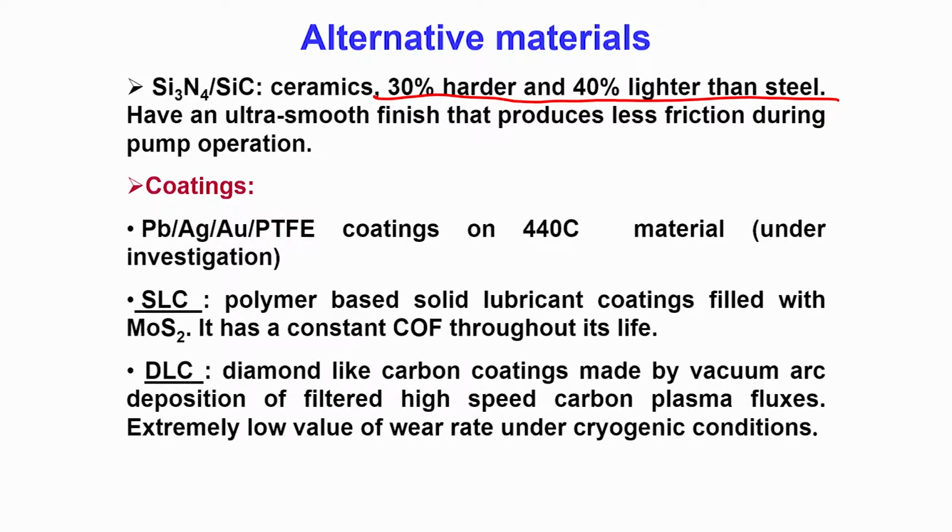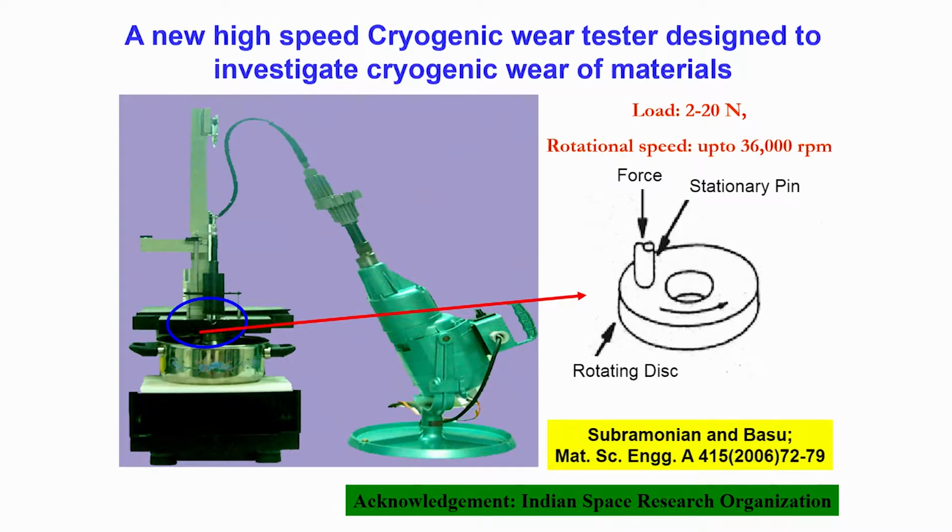So what are the different coatings like lead, silver, gold, PTFE coatings on 440C material, and SLC, so polymer based solid lubricant coatings. SLC stands for solid lubricant coatings filled with MoS2, and it has a constant COF throughout its life. And DLC is another material, that is diamond like carbon coatings, and these are made by vacuum arc deposition of filtered high speed carbon plasma fluxes. Okay, and this has an extremely low value of wear rate under cryogenic conditions.